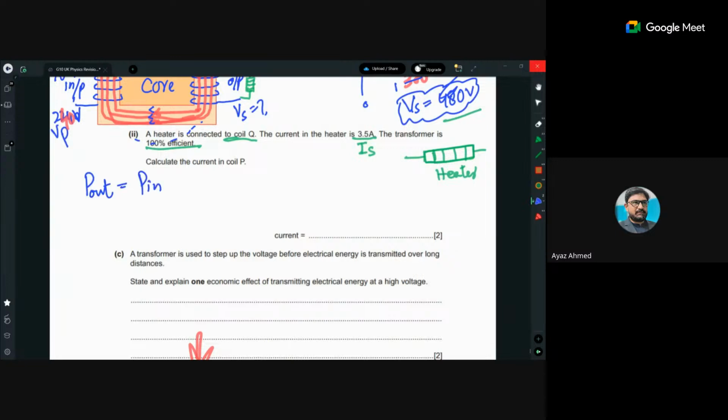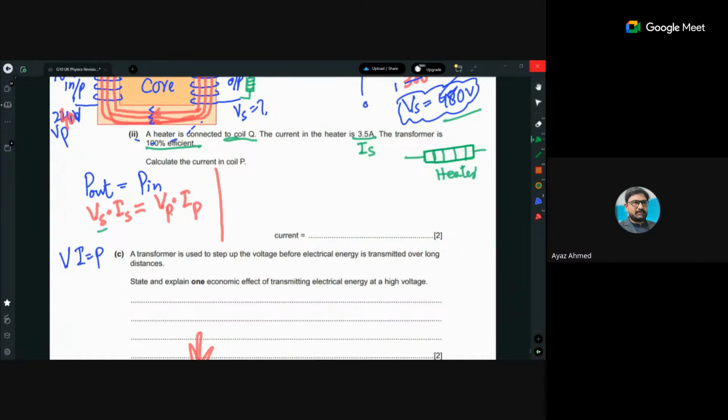So what is the output power? As I told you, we have discussed that question. Power is equal to V into I, if you remember, right? So the output coil is the secondary coil. Yes, so Vs into Is will be equal to Vp into Ip. Is it clear?